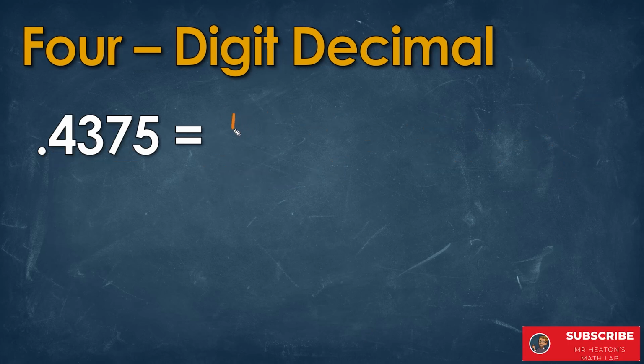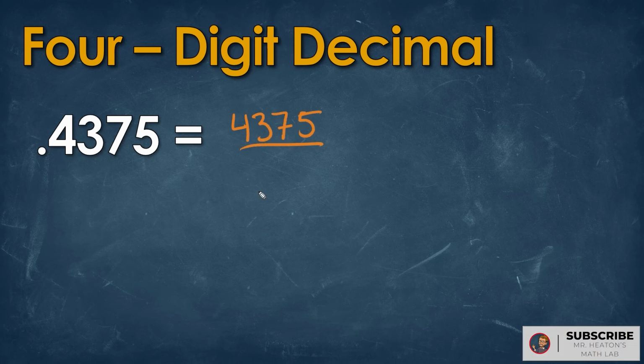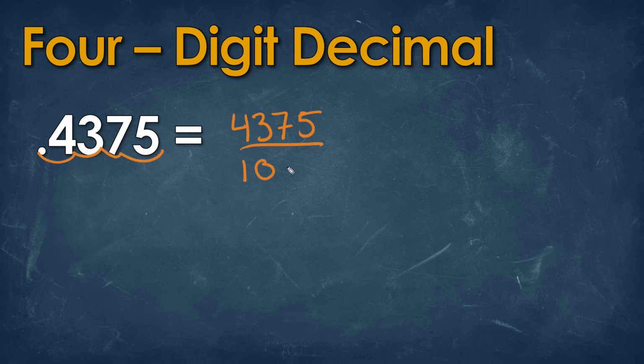Moving on to 4 digits, we'll still follow the same process. We'll take that number at the top, and then we're going to divide it by 1, followed by how many decimal places we have. 1, 2, 3, 4. So that's going to be 4 zeros. Now what we'll do is we'll simplify this one, and again, we can always do it in stages. We don't have to pick the biggest number if we think that we're not going to be correct.